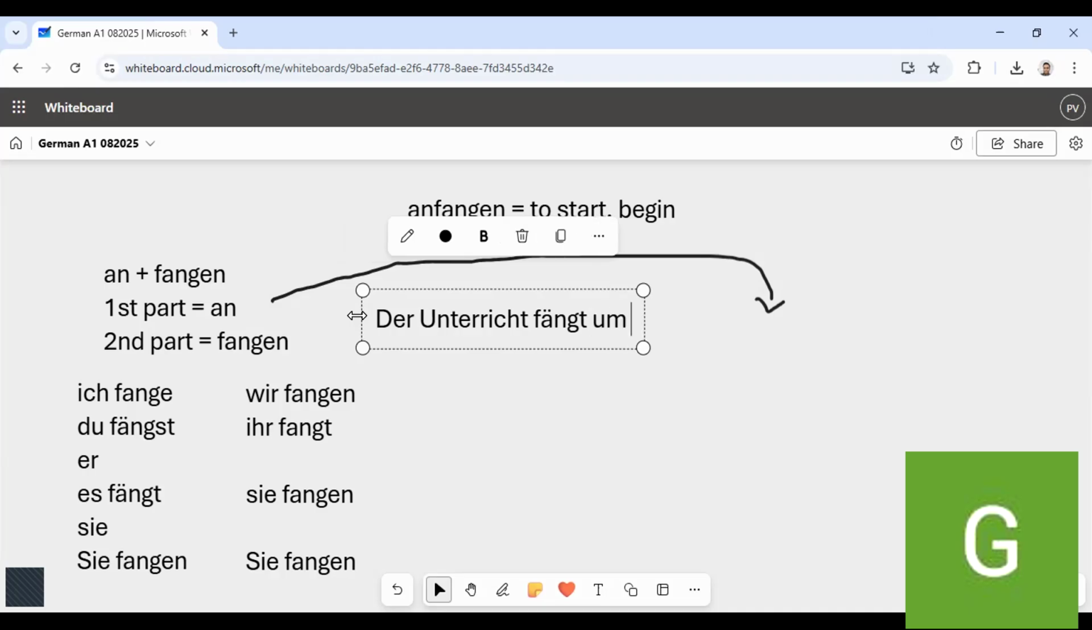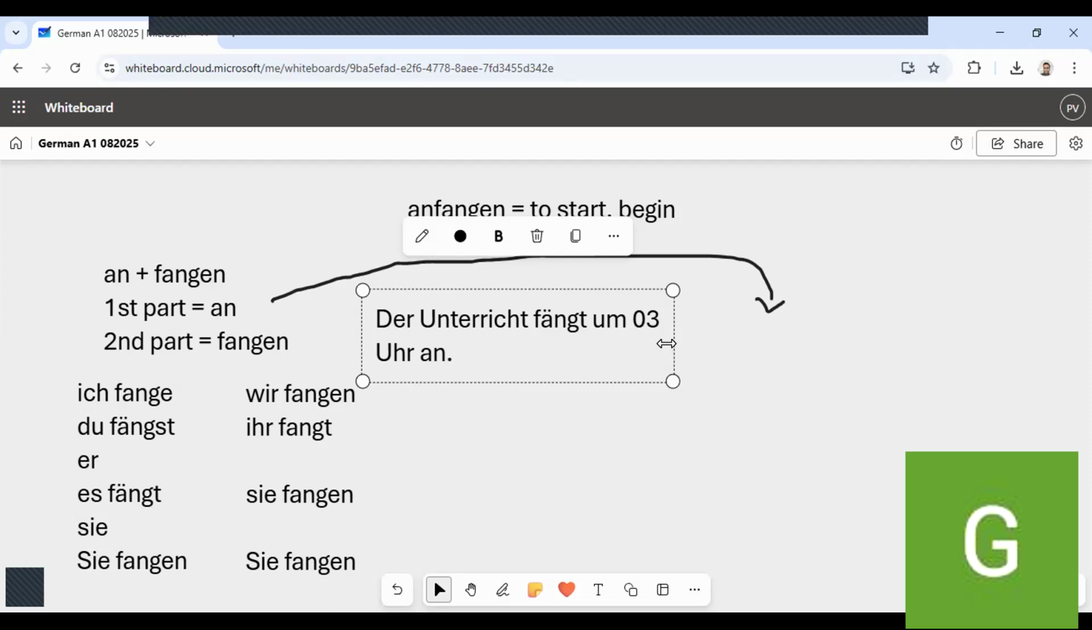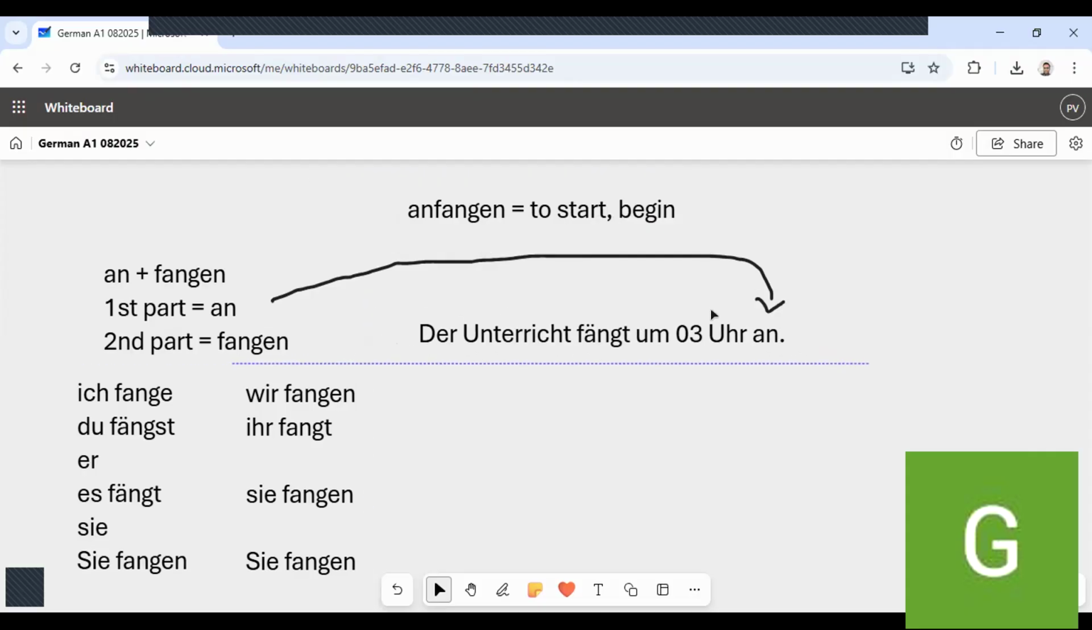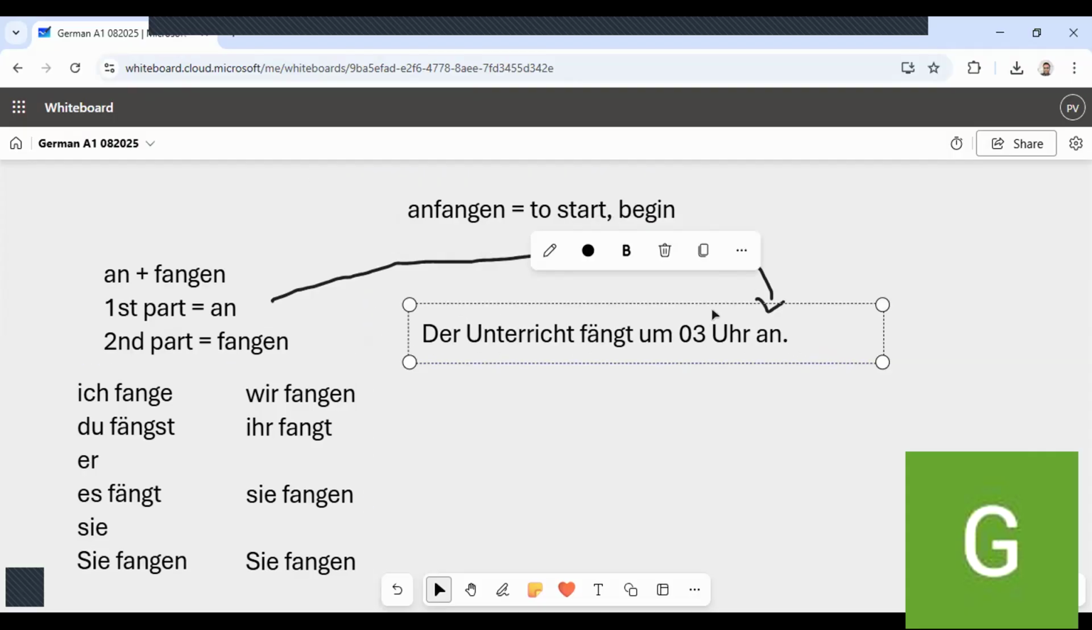Der Unterricht fängt um 3 Uhr an, and always with 3 Uhr, the time will come. This is how the sentence will be written. Der Unterricht fängt um 3 Uhr an. So what's happening here is the second part is being conjugated and it is coming in the second position. The first part will come at the last position without any conjugation. One second. Why is it fängt? Because it is an irregular verb.